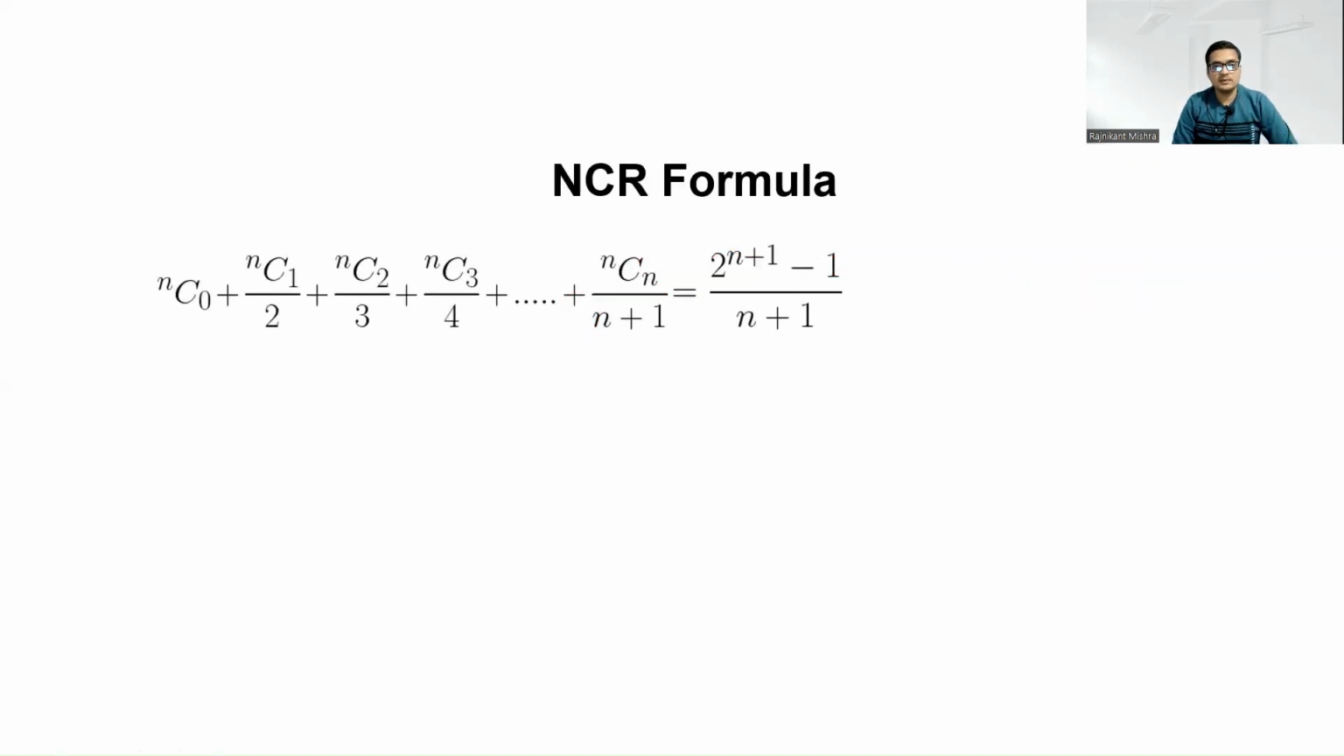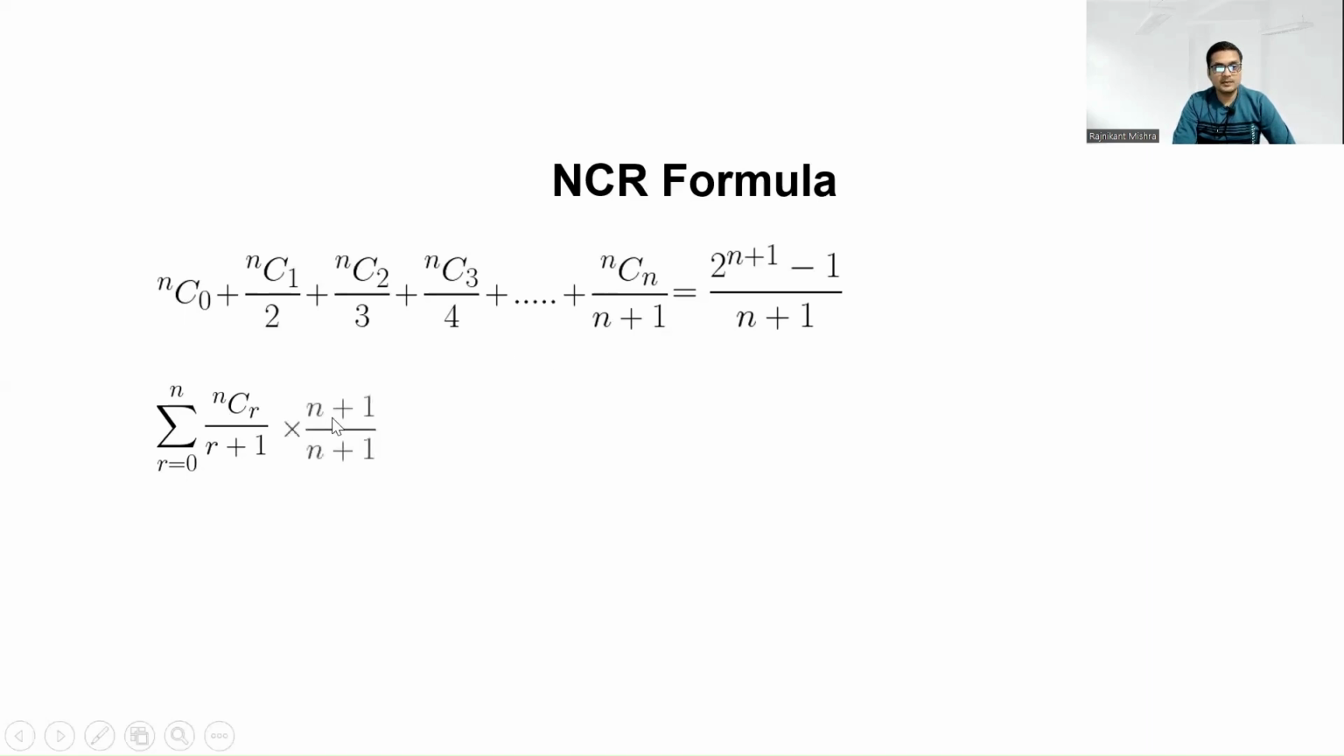Now NCR formula. In the previous video, we discussed 6 important NCR formulas. The link of that video is given in the description box. Now here we are going to prove this formula. Here the left hand side can be written as sigma r is equal to 0 to n NCr by r plus 1. If you put r is equal to 0, it becomes NC0. If you put r is equal to 1, it becomes NC1 by 2. If you put r is equal to 2, it becomes NC2 by 3. And similarly, if you put r is equal to n, then it becomes NCn by n plus 1.